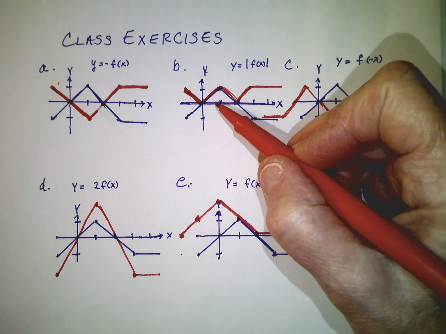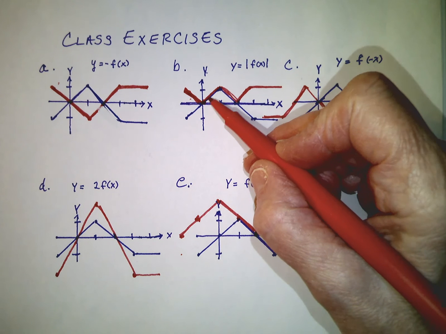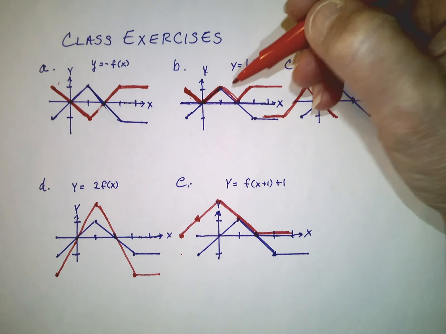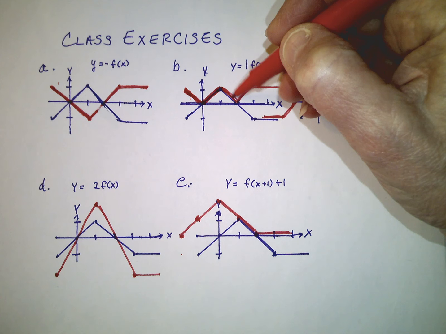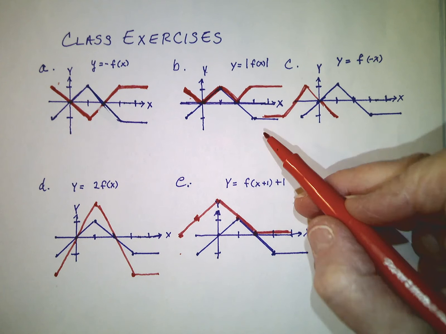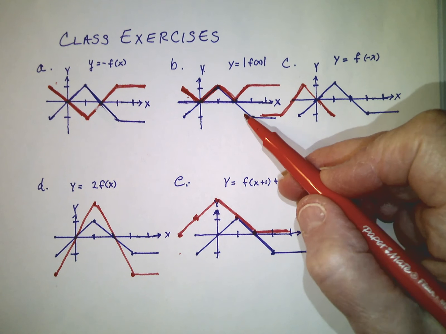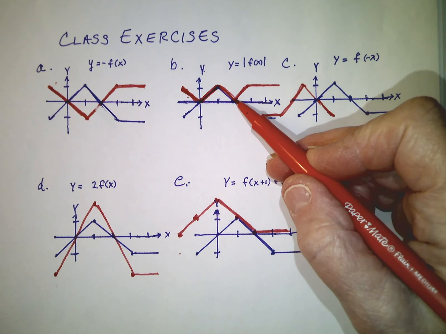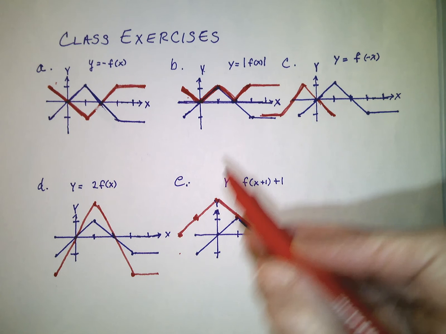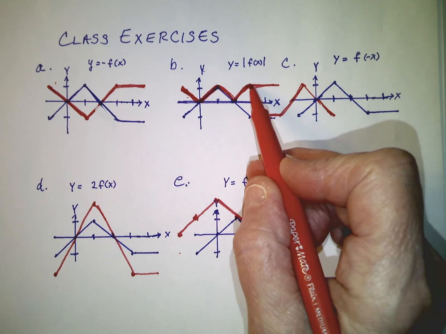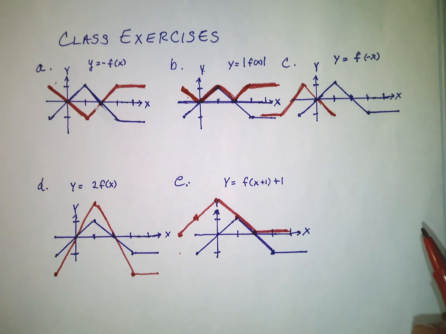Where y is 0, the absolute value stays 0. Where y is positive, well, it just stays itself. But these are negative down here, so they get reflected up, become their opposites, become the positive, the same numeric value.